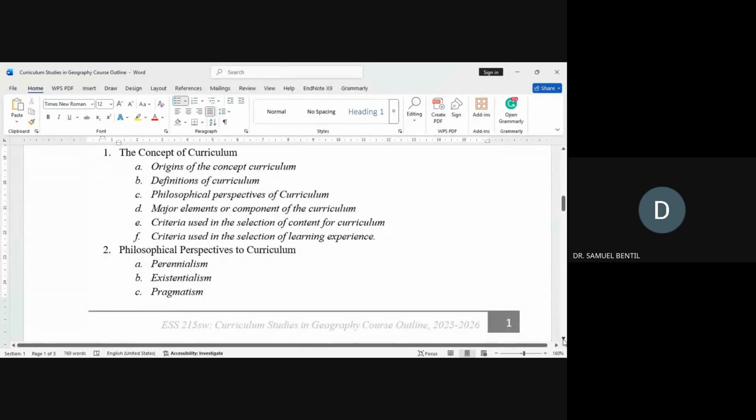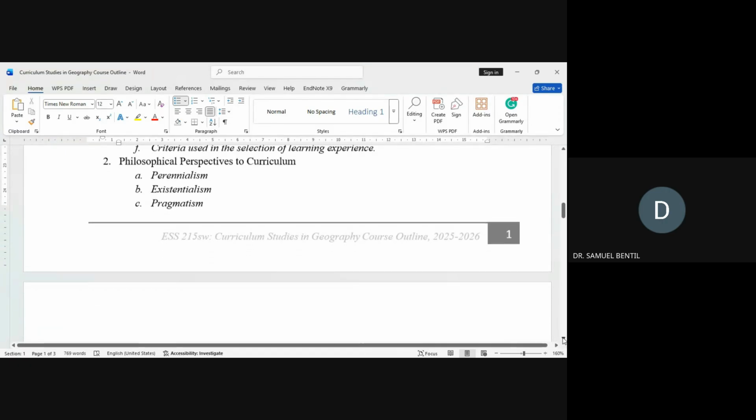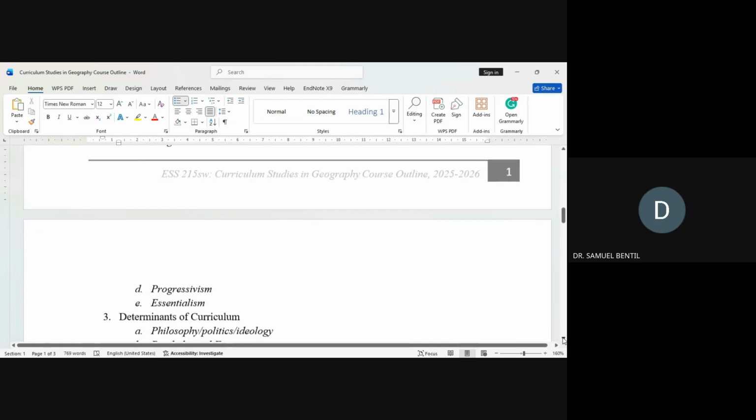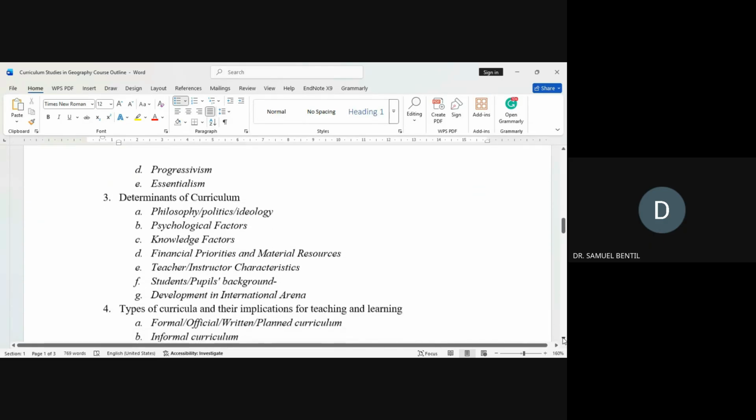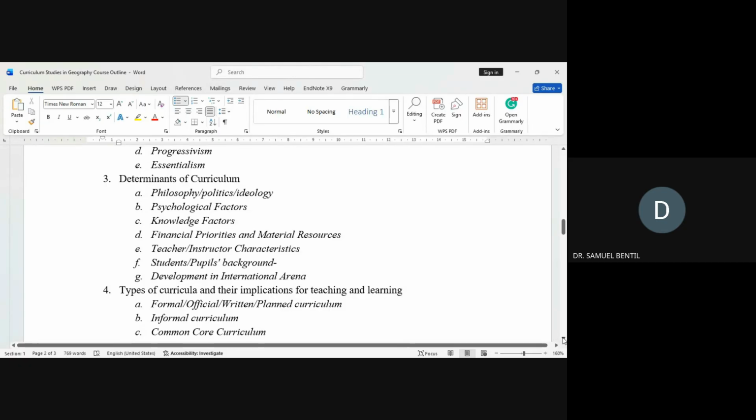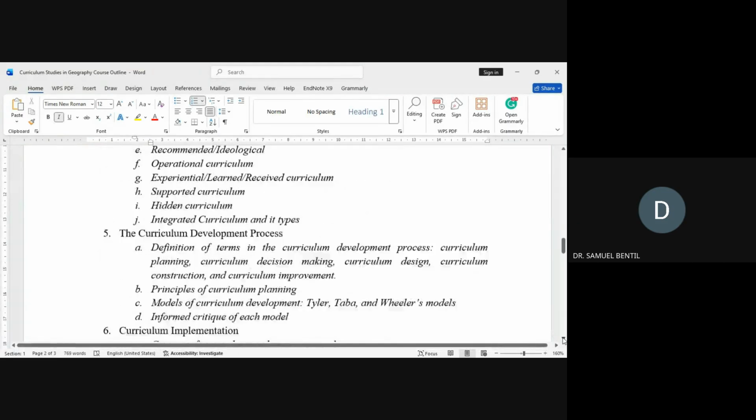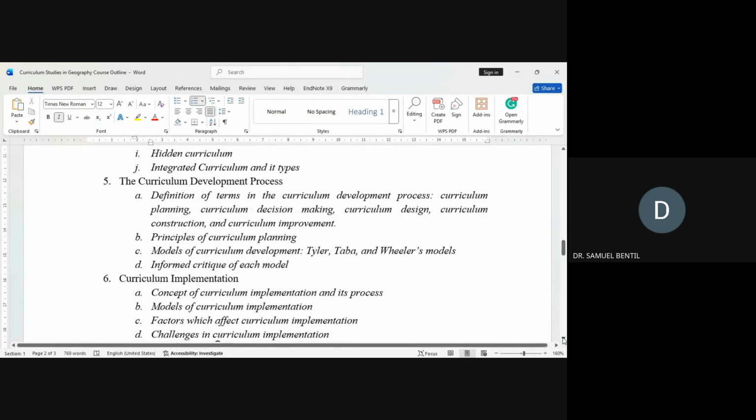We're looking at the concept of curriculum, where we look at the origin of the concept of curriculum and various definitions by some scholars, among others. We'll also be looking at philosophical perspectives on curriculum, where we'll look at some of the educational philosophies and their views so far as curriculum is concerned. We'll look at determinants of curriculum, types of curriculum and their implications. Then we'll also be looking at the curriculum development process.